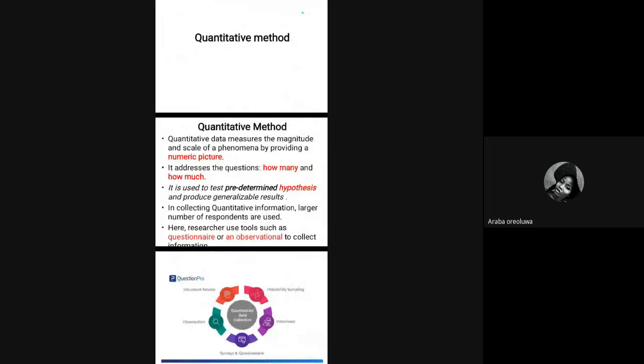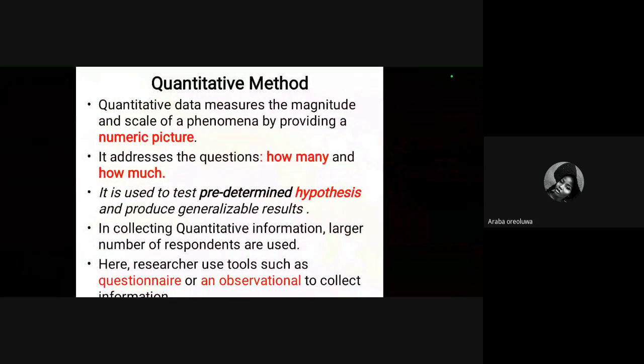So I said if you are using a quantitative method, you are most likely going to be making use of a questionnaire or an observational checklist. Your questionnaire is most likely going to have 3 sections.